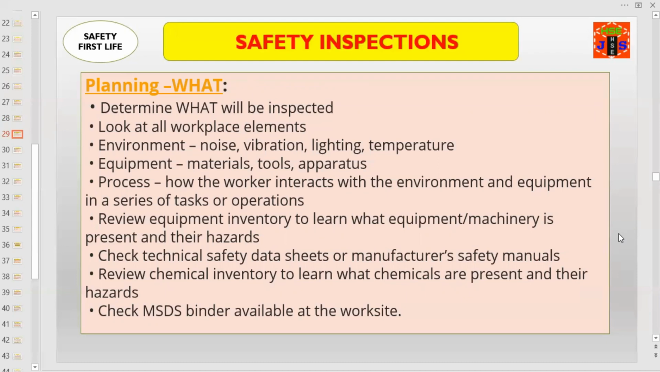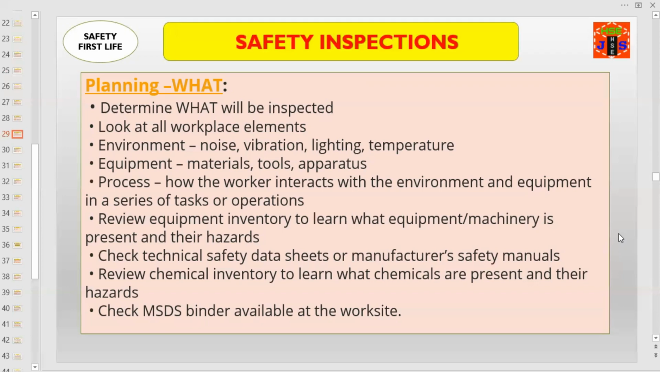Look at all workplace elements like environment. In the environment, you have to look for noise, vibration, lighting, temperature, humidity, etc. In the equipment, you have to consider materials, tools, and operators. In the process, you have to understand how the worker interacts with the environment and equipment in a series of tasks or operations. Review equipment inventory to learn what equipment or machinery is present and their associated hazards.